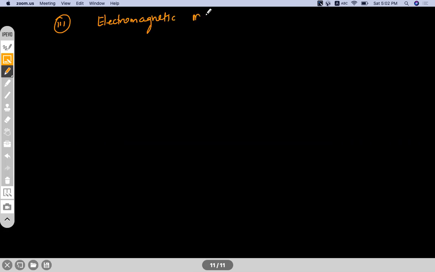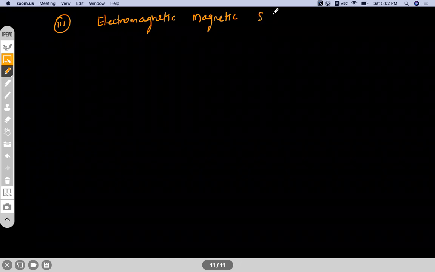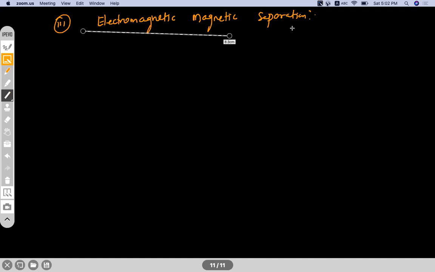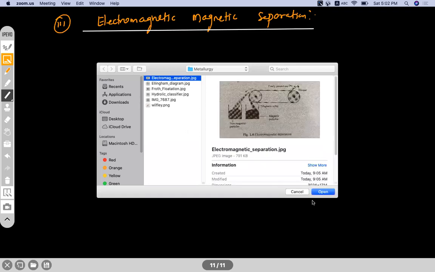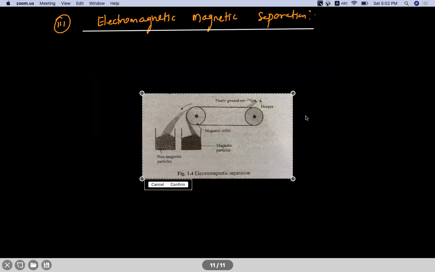Electromagnetic separation method. I'll first show you the diagram for this, and then we'll see the important points in this. We'll write it down. Okay, electromagnetic separation. With the diagram itself, you understand what kind of property is required for this kind of process.